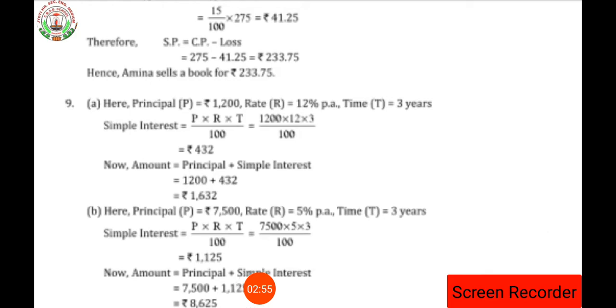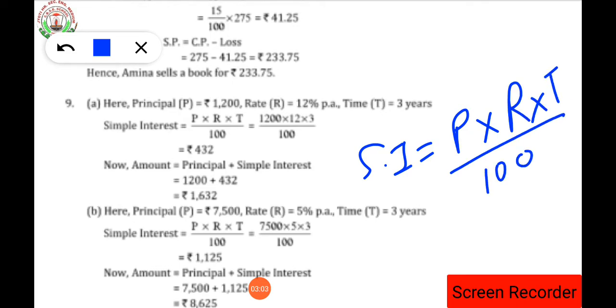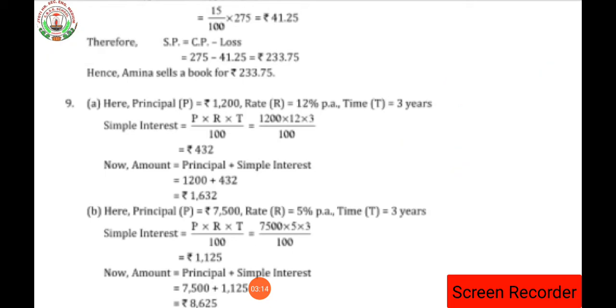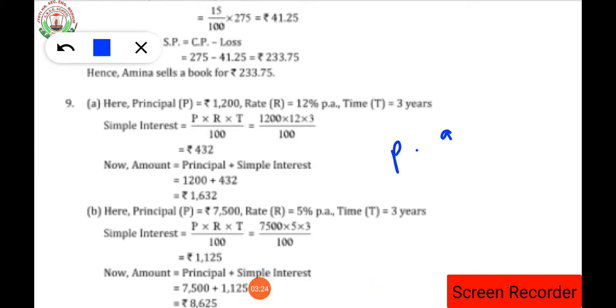Now the next question is about simple interest. What is the formula for simple interest, SI? That is principal into rate into time upon 100. This is the formula for simple interest. Using this formula we are going to solve question number 9. In the 9th question, we have principal as rupees 1200, rate as 12% P.A., that means per annum. Time is 3 years.